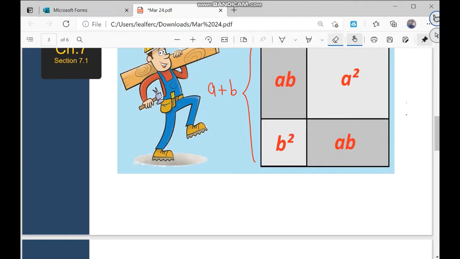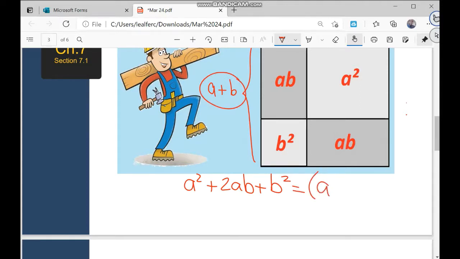So the first formula we can figure out from this picture is a squared plus 2ab plus b squared equals what? a plus b squared. This is the first special case, the first formula of perfect square trinomial that we will need.